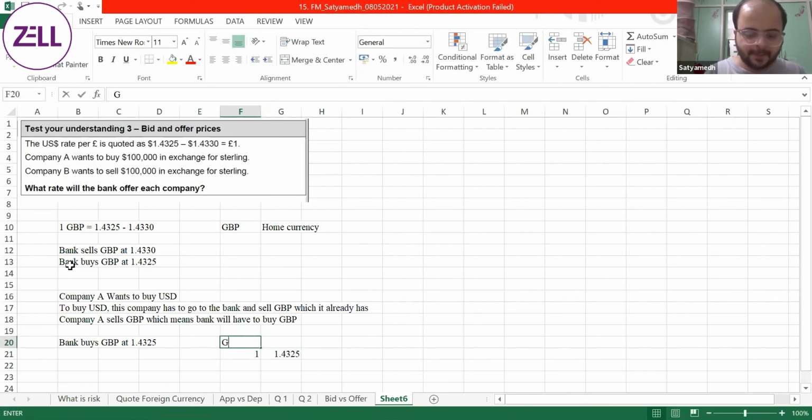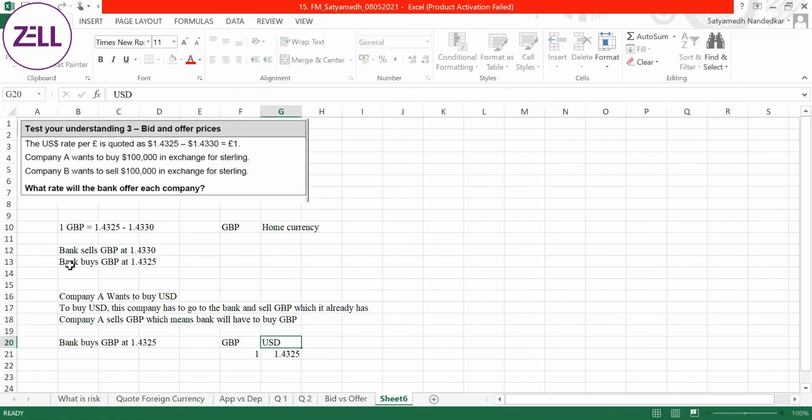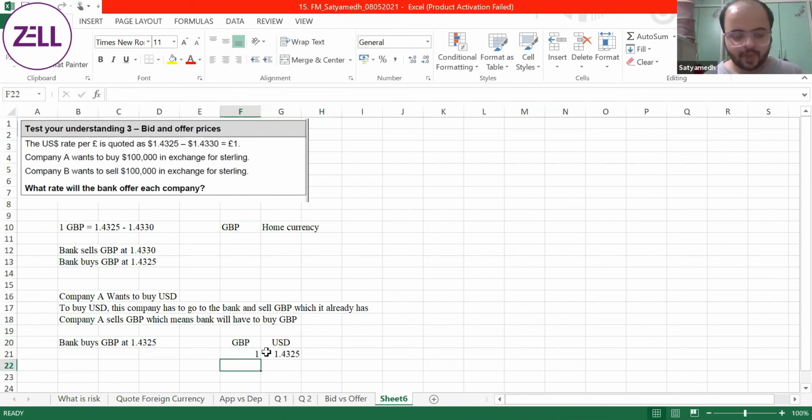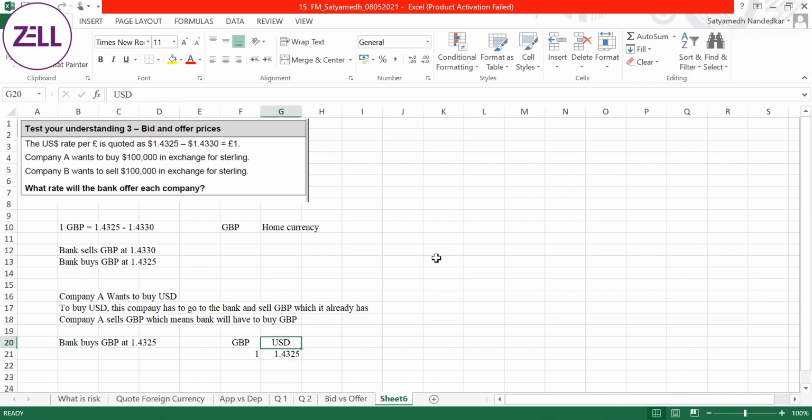बस मजा आ रहा है? Me, sir? हाँ. Yes, sir. Okay. Now, for buying 1 GBP, bank buys it at 1.4325 USD. Ab bank wants to do what? How many pounds does the, what does the bank want to buy? Pound.